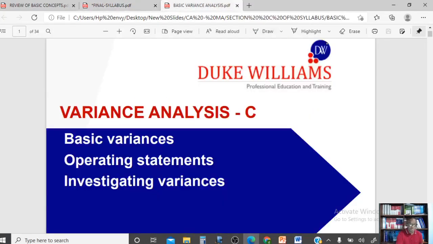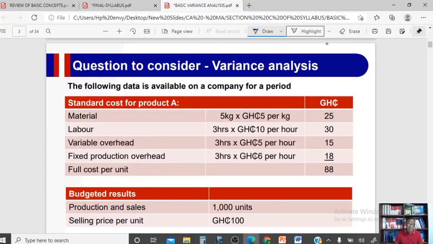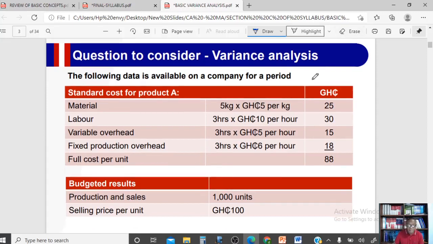All right. So as you can see, in the basic variances I'll be reconciling budgeted profit to actual profit using variances and preparing operating statements, and then investigating variance analysis, looking at the causes of variances. Now, what I will be doing in this session is using this question throughout. So I encourage you to make sure you have your notebook ready so you can follow through. All right.